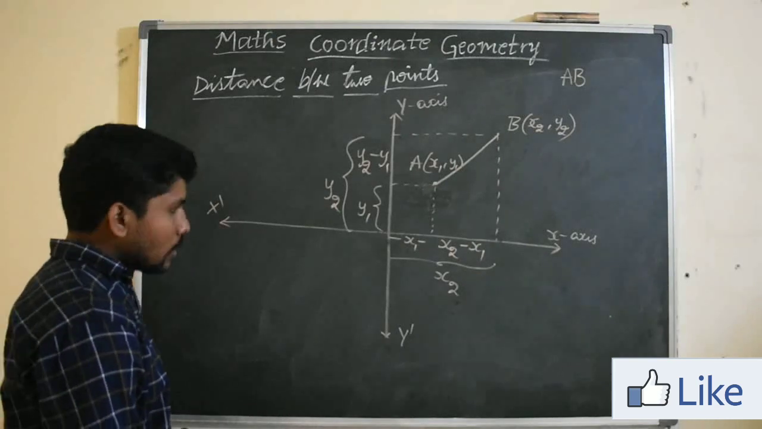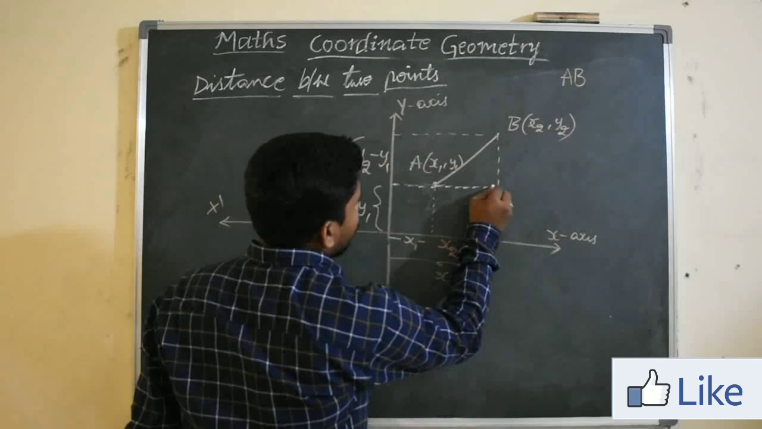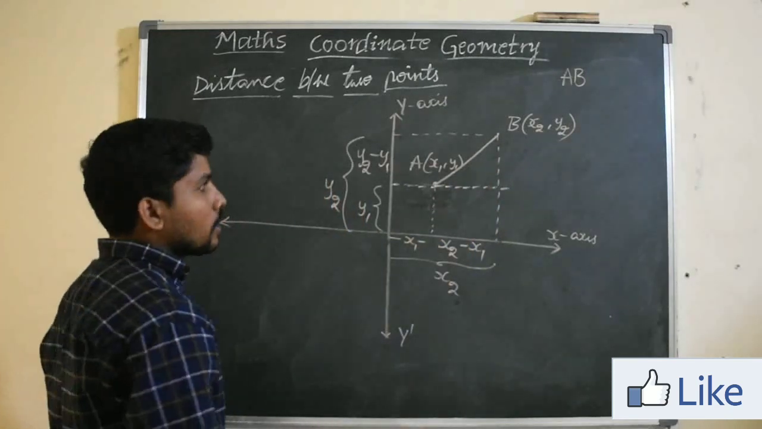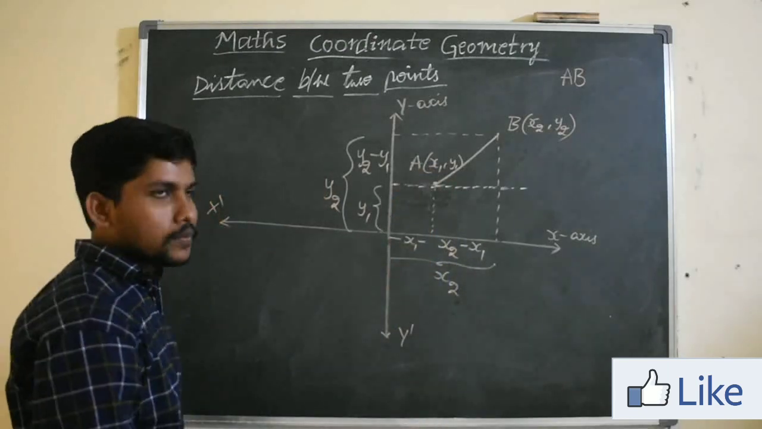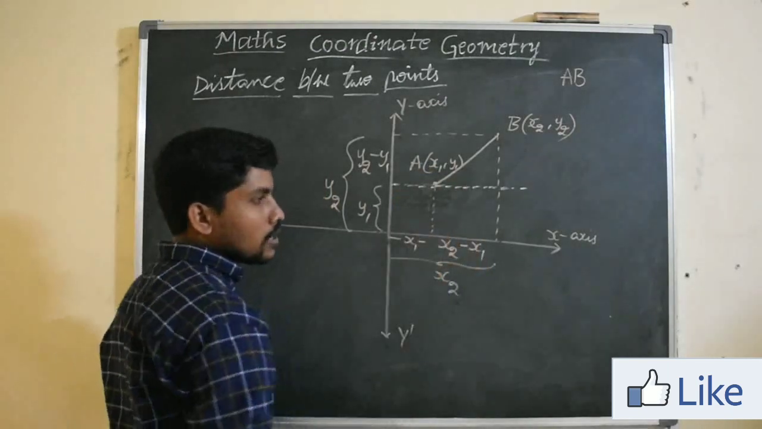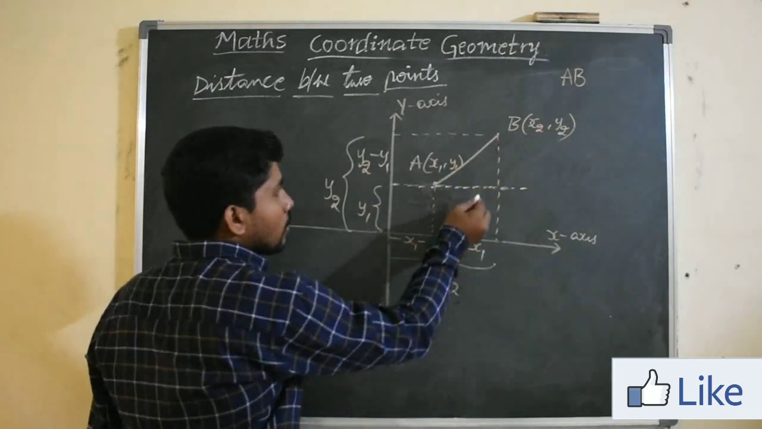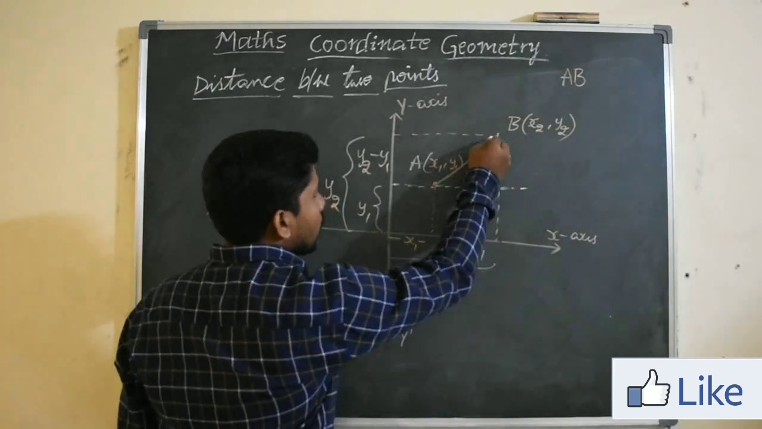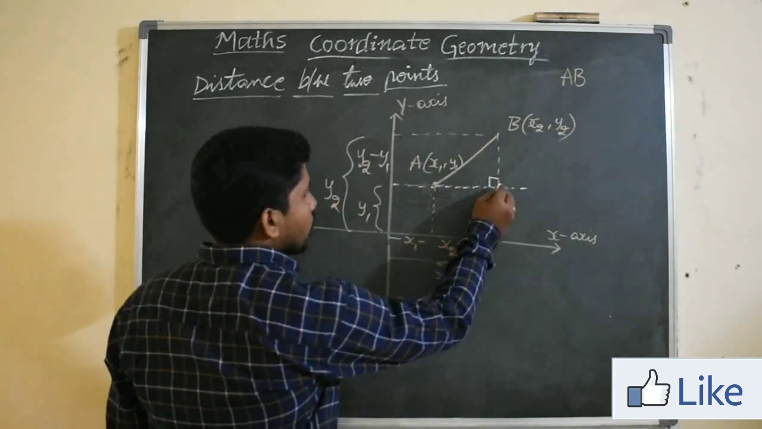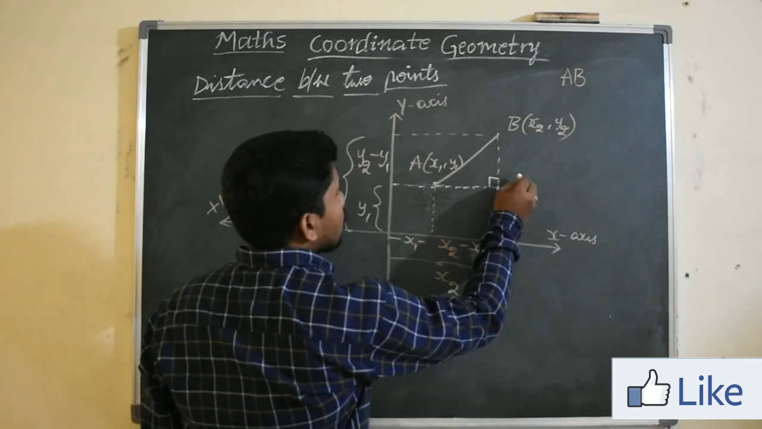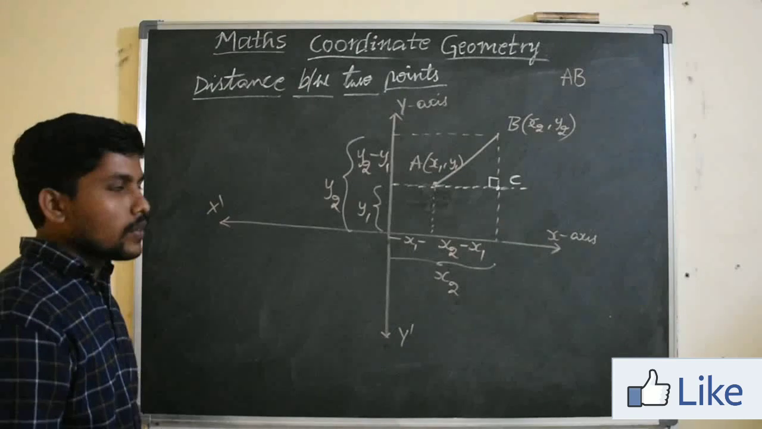Now construct a horizontal line at point A. Just extend a line passing through point A, parallel to the horizontal. Now if you observe clearly, as you are taking projections, it will be perpendicular. So here it is making a right angle triangle. Let us assume this point of intersection is point C.